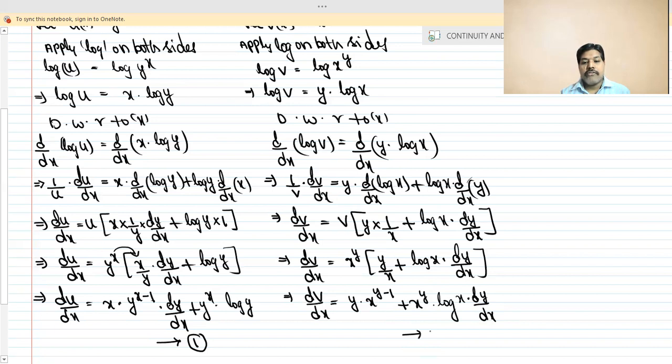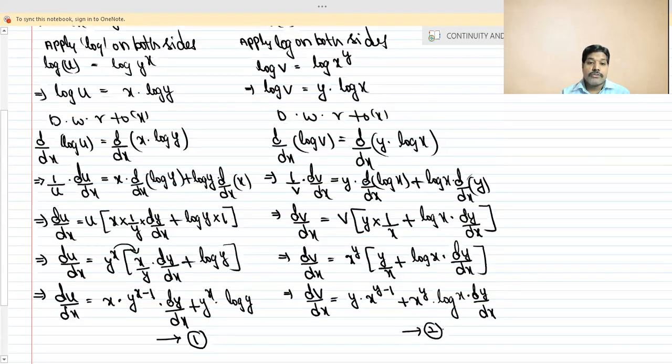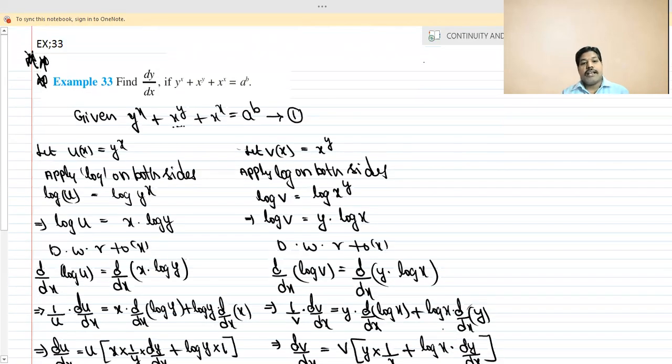Take this as equation number 2. So two parts are there. Next, one more part is there, that is x power x. The third part is also there.